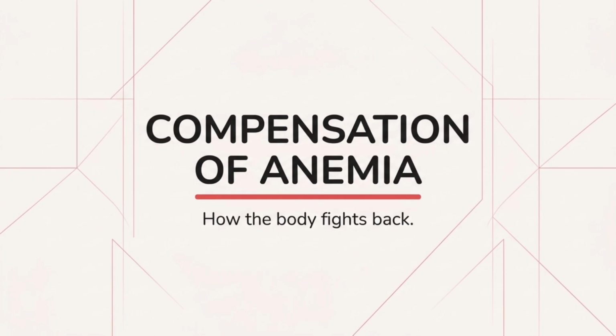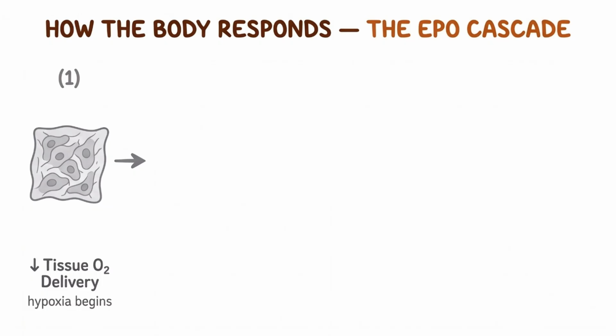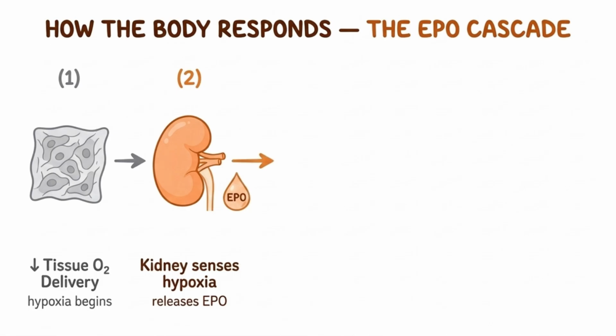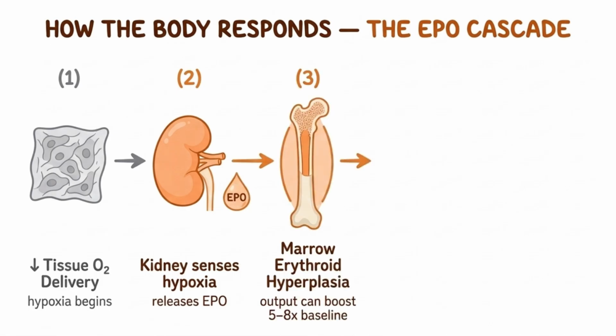Now, if anemia has developed, what's the body going to do about it? First, we will get hypoxia. There will be decreased oxygen supply to the tissues. The kidneys will sense the reduced oxygen availability and they will release a hormone called erythropoietin. Erythropoietin will act on the bone marrow and stimulate the RBC production.